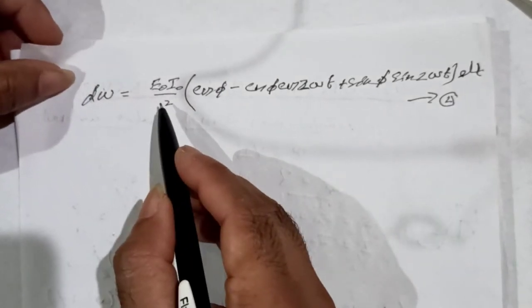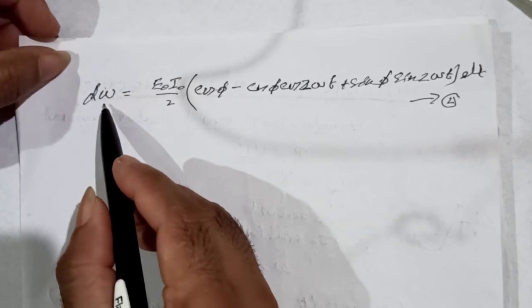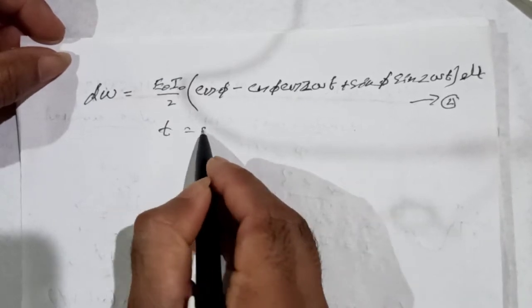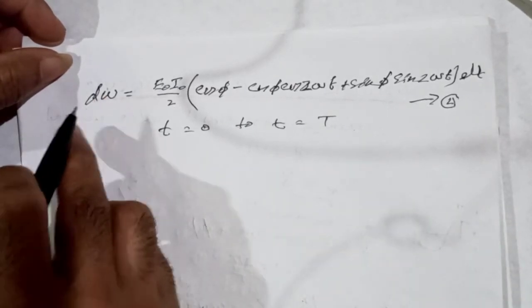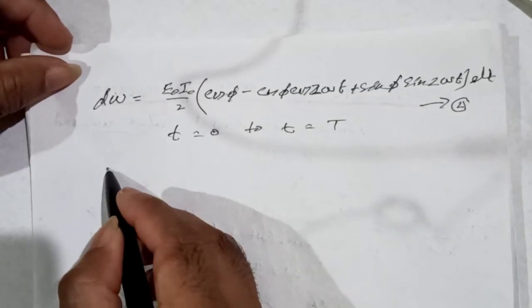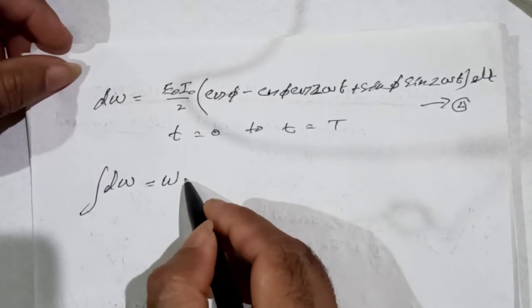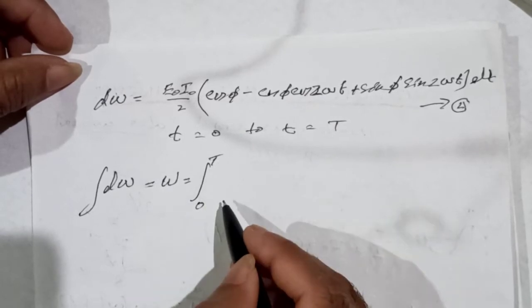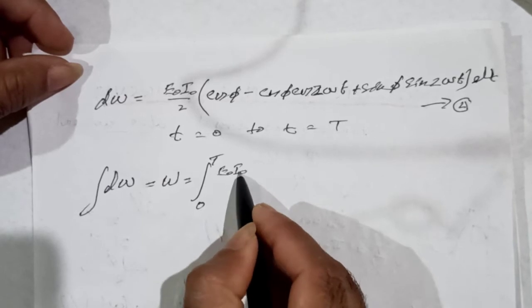So now, in order to find out the total work done, we are going to integrate this dw, the electrical energy consumed in the circuit, within a time limit t equal to 0 to total time t. Okay, so we are going to integrate this dw, small work done. So integrating dw, we get total work done is equal to, within the time t from 0 to the final t, and put all this value again, e naught I naught by 2.